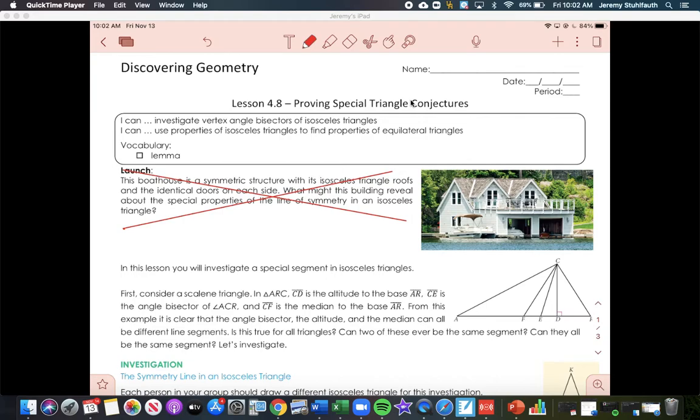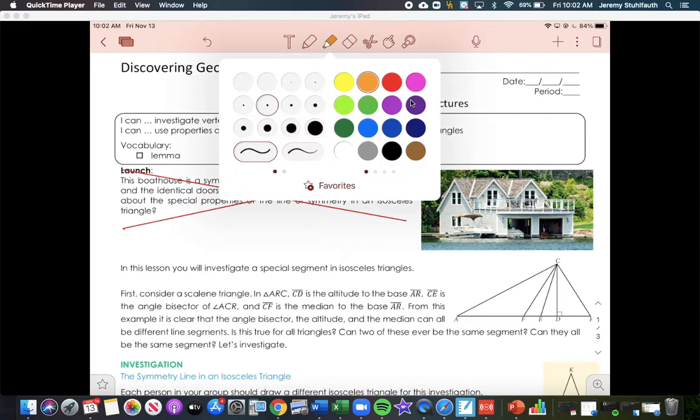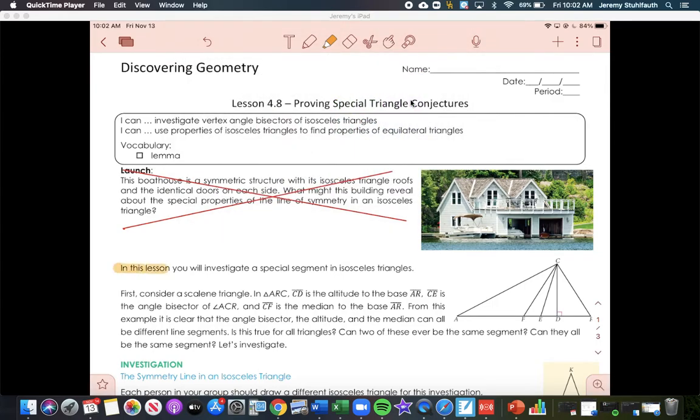Look at in this video, we're going to figure out this special segment that's in isosceles triangles. So again, we're going to look at an investigation, and what we're going to do is figure out something about these isosceles triangles that's special about one of the segments in them.